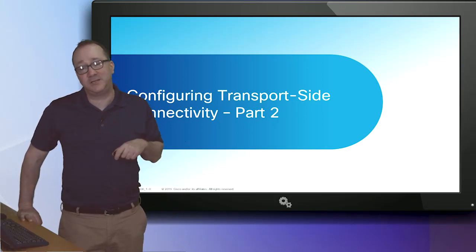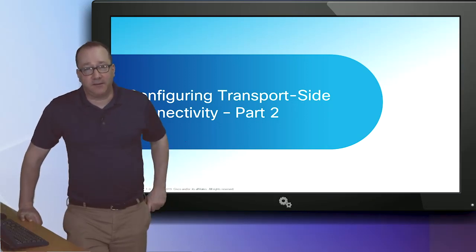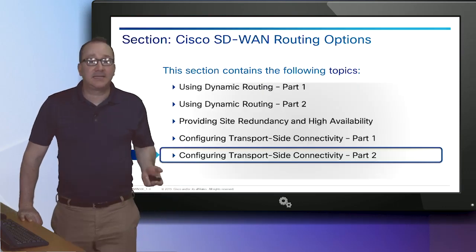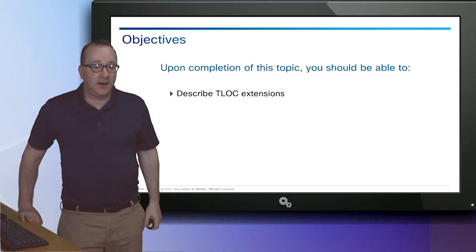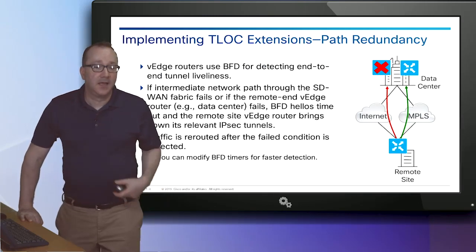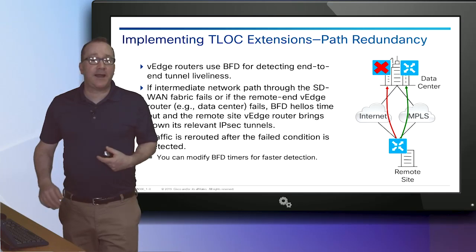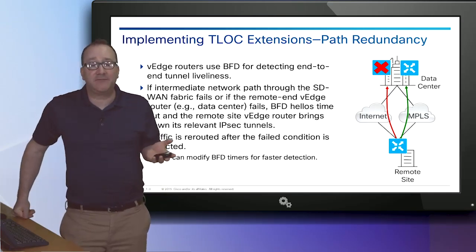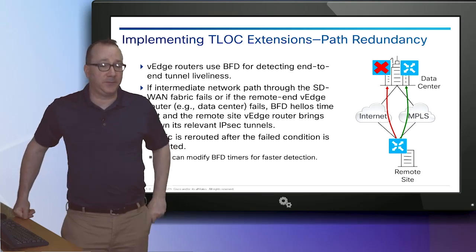This is the continuation of Part 1, hence calling it Part 2. We're talking about extending that transport side to the existing device. We have a protocol we're going to be running called Bidirectional Forwarding Detection, the whole purpose of which is to detect link failures as part of the SD-WAN high availability solution.